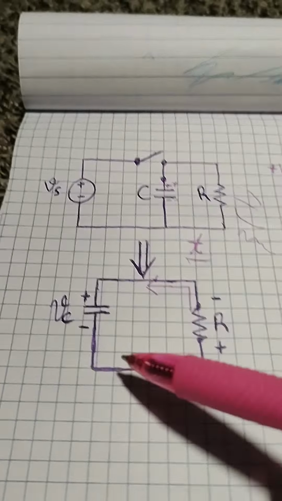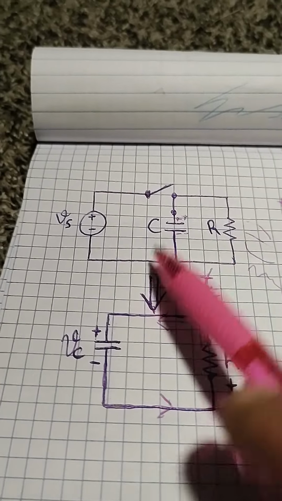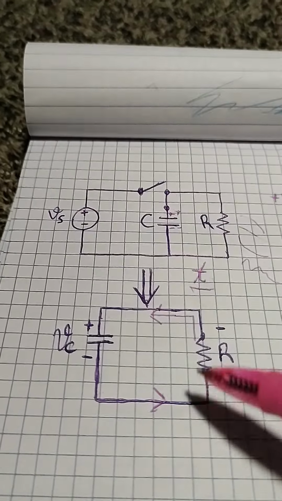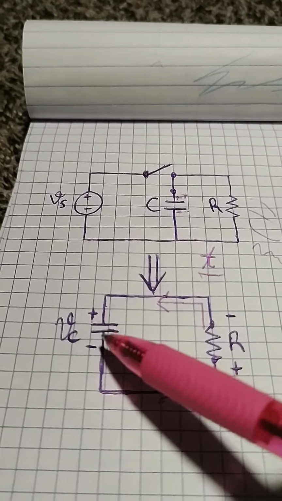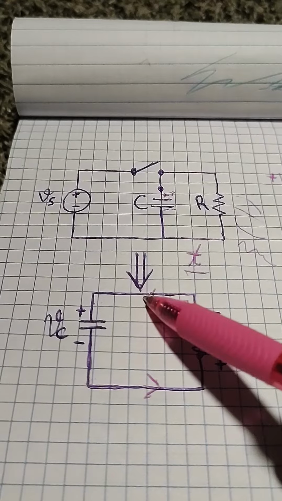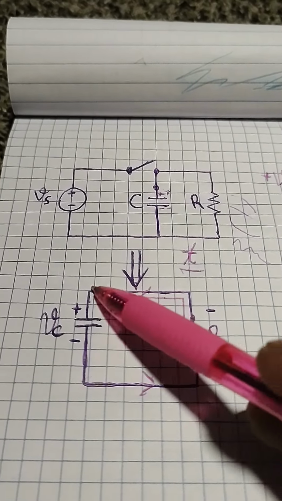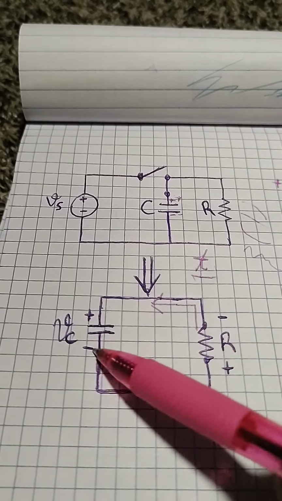I've redrawn the transfer circuit here. We've gotten rid of the source and the switch. We're assuming that this thing is already charged and the current is running in this direction. Okay? Conventionally, positive to negative.